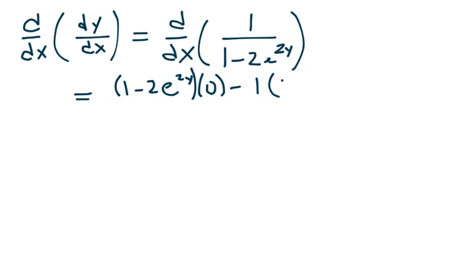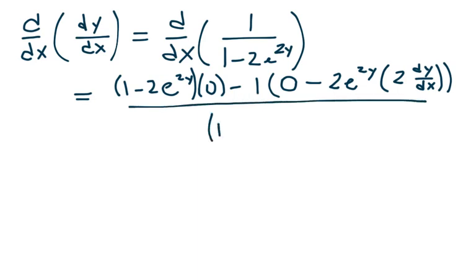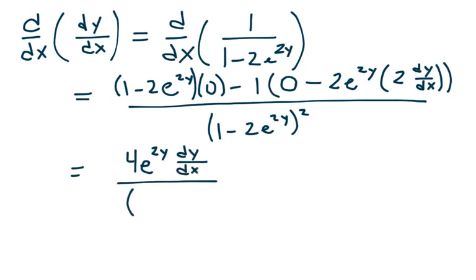Now, the derivative of 1 is 0. The derivative of this minus 2e to the 2y term gives us minus 2e to the 2y times the derivative of 2y, which is 2 dy dx. Okay, so an application of the chain rule, all over 1 minus 2e to the 2y, the quantity squared. So let's simplify that. That's going to give us 4e to the 2y dy dx all over 1 minus 2e to the 2y quantity squared.